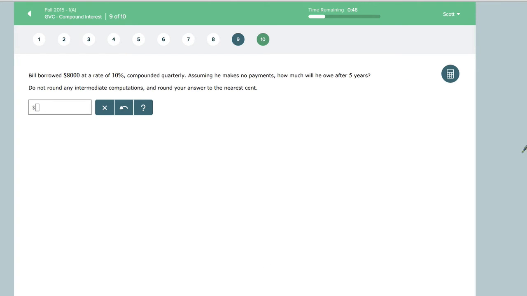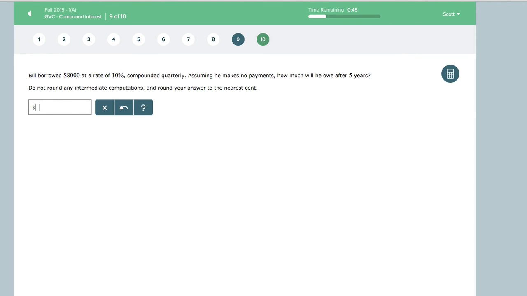Okay, now I'll help you set this one up. Bill borrowed $8,000. So again, we start at the beginning, $8,000. 1 plus, he's not making any payments, so the amount of the loan is going to go up, so we use plus, at a rate of 10%, 0.10 over compounded quarterly, and that number gets copied up there, and 5 years. Okay. Gives you an idea on how to do this assignment.